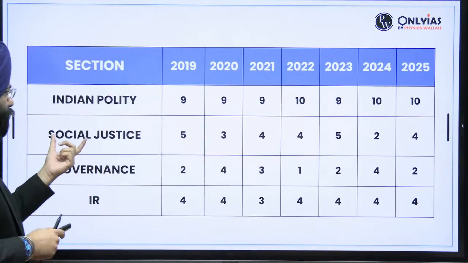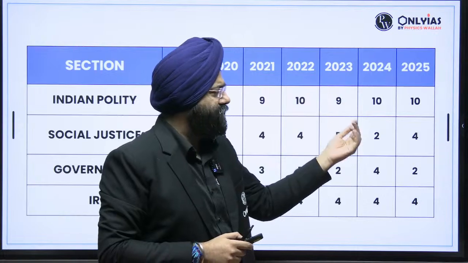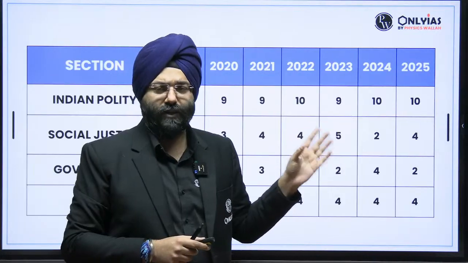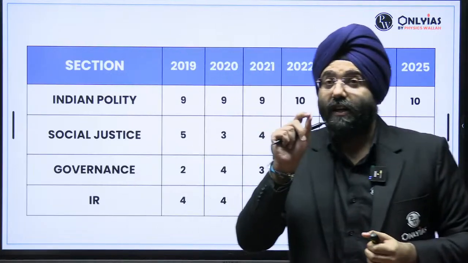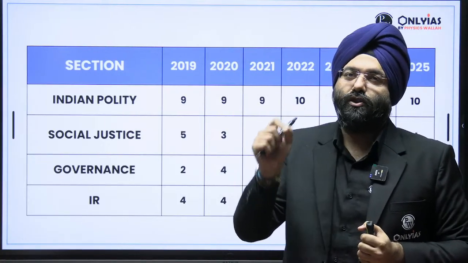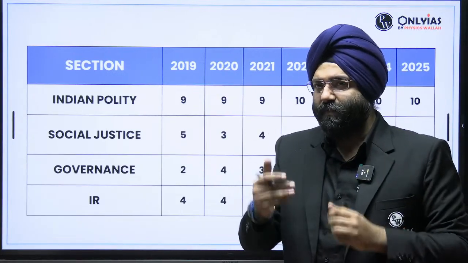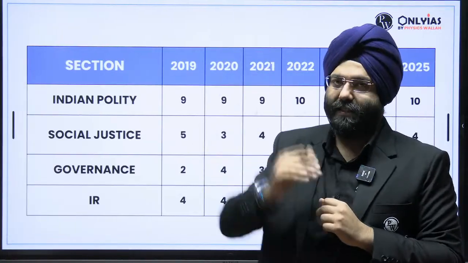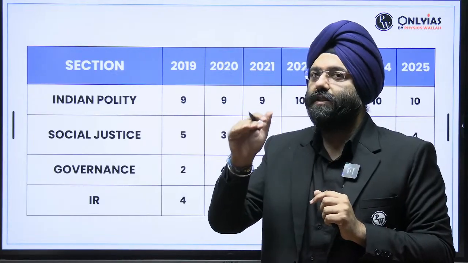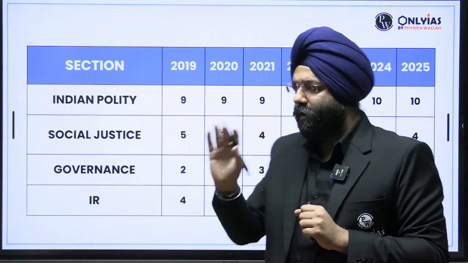So let us see. Social justice: 5 questions, 3 questions, in 2021, 4 questions. On an average, 3 to 4 or 5 questions have been coming from this particular section. Now, there is a very good correlation which we generally see when the social justice questions increase. Please understand, that is on the basis of the analysis I have done over the years. When the social justice questions tend to increase, there is a general trend that the marks students get in this paper are relatively lower. We will see that trend also, but overall, let's see.